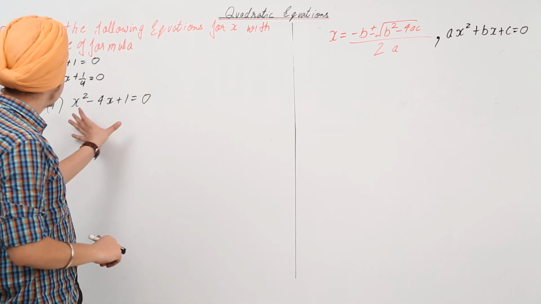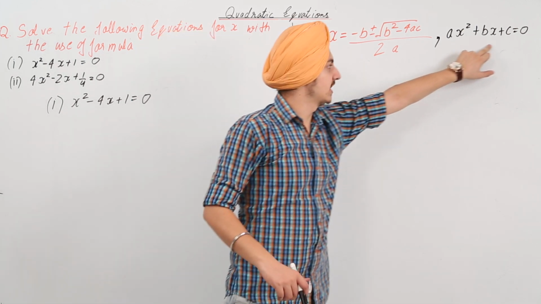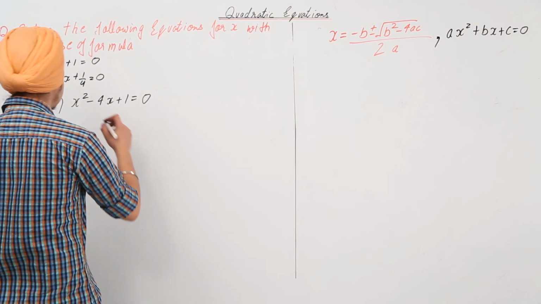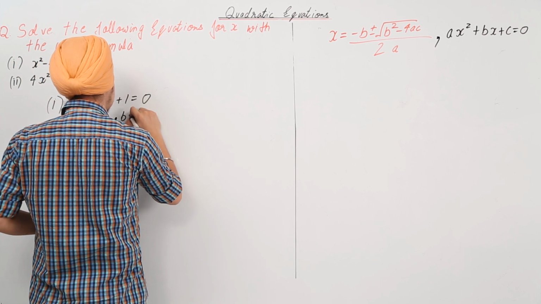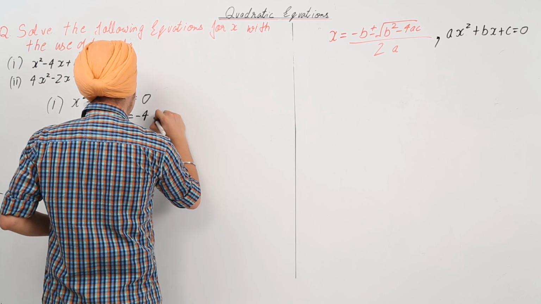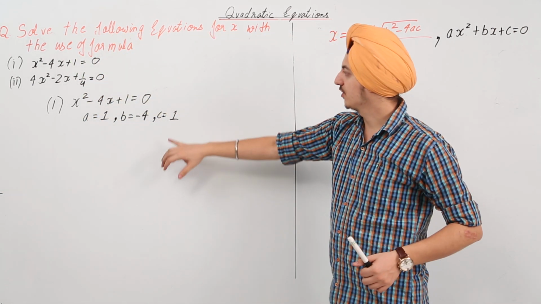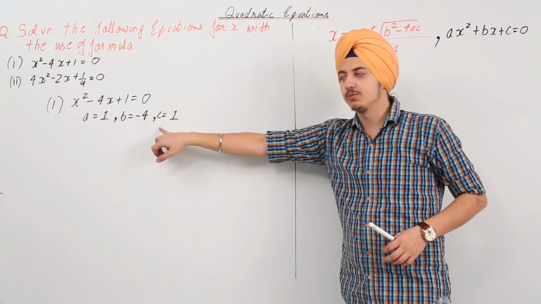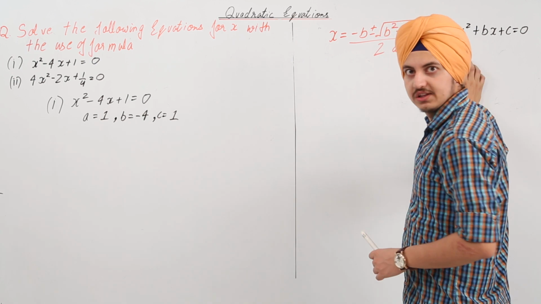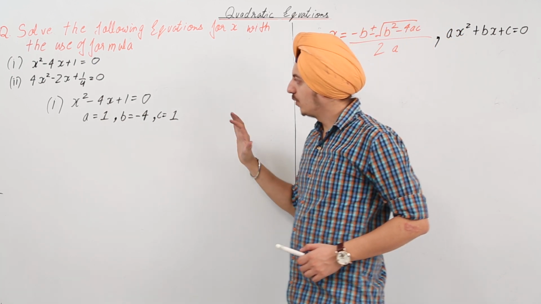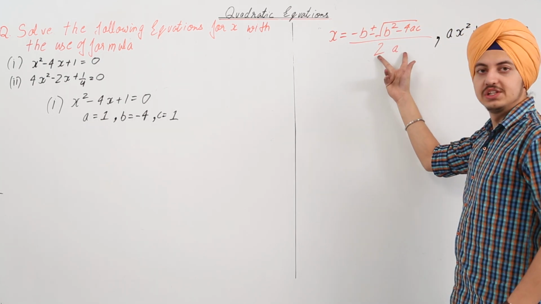Now I'm comparing this equation with this equation. So what do we get is a is equal to 1, b is equal to minus 4, and c is also equal to 1. Am I right? Just check it for yourself. A is equal to 1, b is equal to minus 4, and c is equal to 1, comparing this equation with this equation over here. So now we just have to put all these values straightforward into this formula.